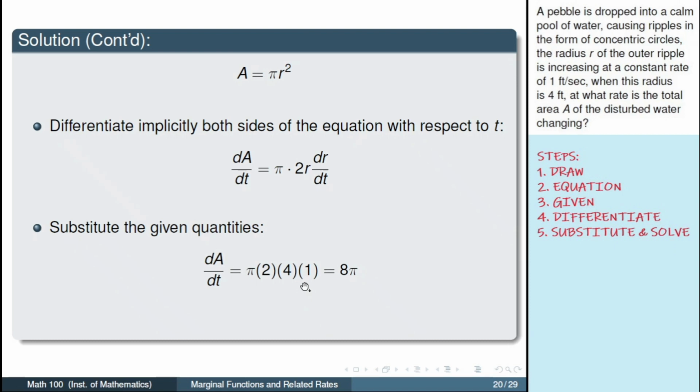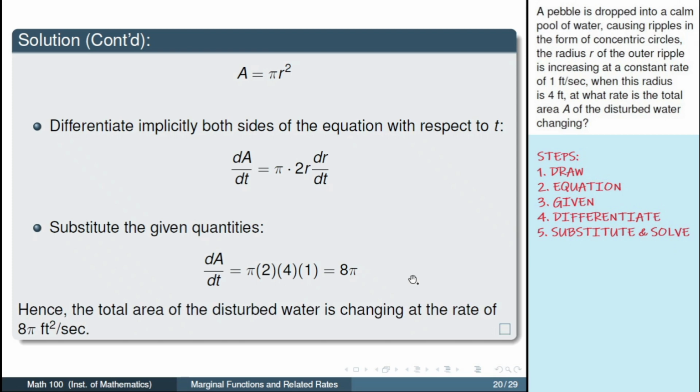And hence, we get 8 pi. So, we have the conclusion that the total area of the disturbed water is changing at the rate of 8 pi feet square per second. Okay, so in this problem, we are relating the rate of change of the radius of the outer ripple with its total area.